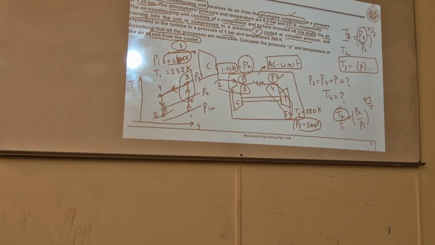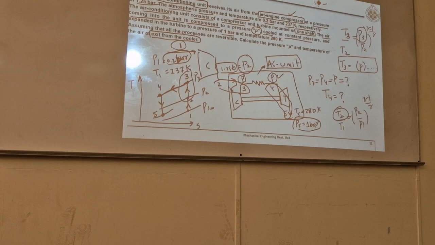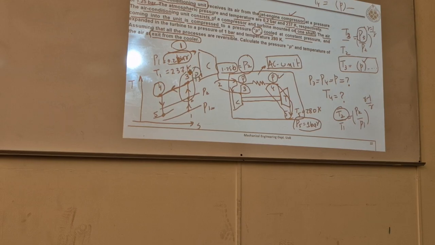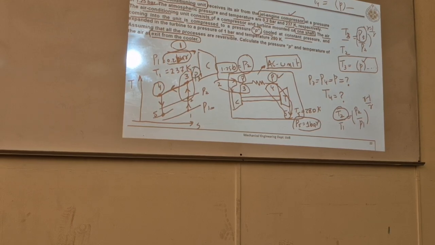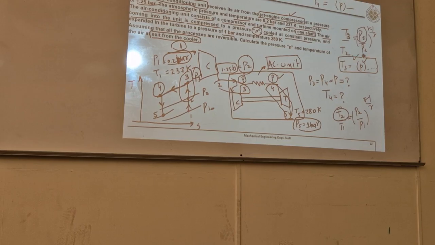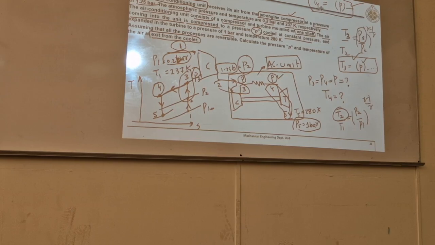Then 4 to 5, I can write another equation of T4 over T5 is equal to P4 over P5. So I will have another equation of T4 in terms of the same unknown P. P3 is equal to P4 is equal to P. So I have an equation of T3 in terms of P, and T4 in terms of P. So now two unknowns here, two unknowns here.